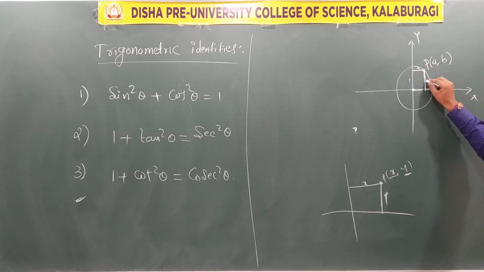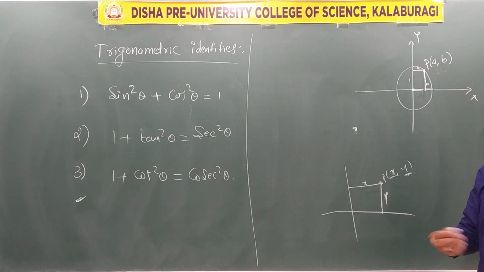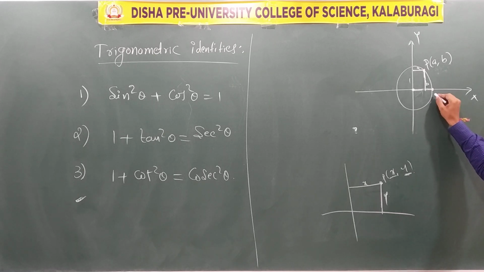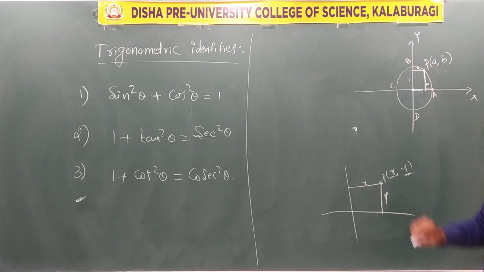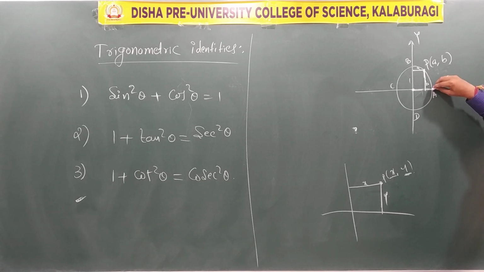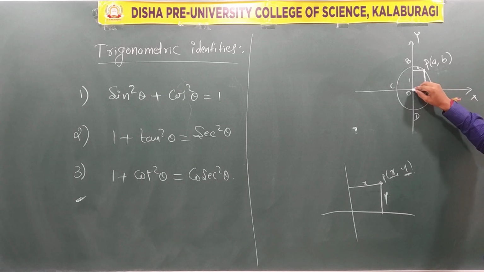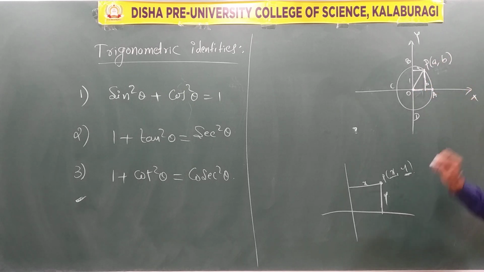So the distance is b. Then next, this is the point A, B, C, and D. I will join A, O. This is the origin O. Then I will join O, P.